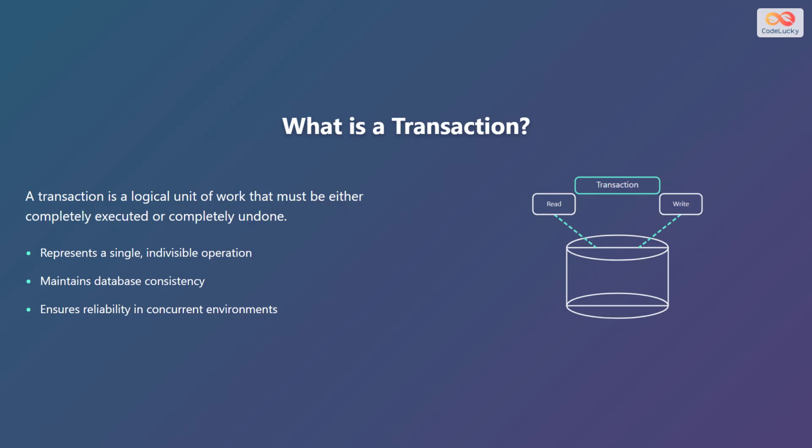So, what exactly is a transaction? A transaction is a logical unit of work. It must be either completely executed or completely undone. Consider it as a single, indivisible operation. It's important to maintain database consistency and ensures reliability, especially when multiple users are accessing the database at the same time. In short, a transaction is a sequence of operations performed as a single logical unit of work.